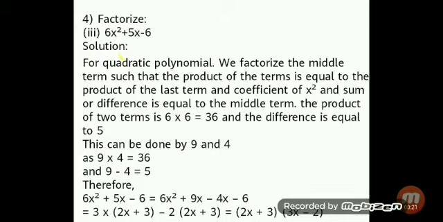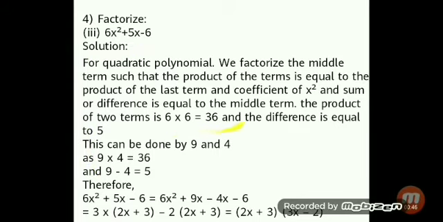We first take the coefficient of x square and the last term and find the product. Here the last term is 6 and the coefficient of x square is also 6. The product of 6 and 6 is 36. Here the difference must be equal to 5, the middle term or the coefficient of x.